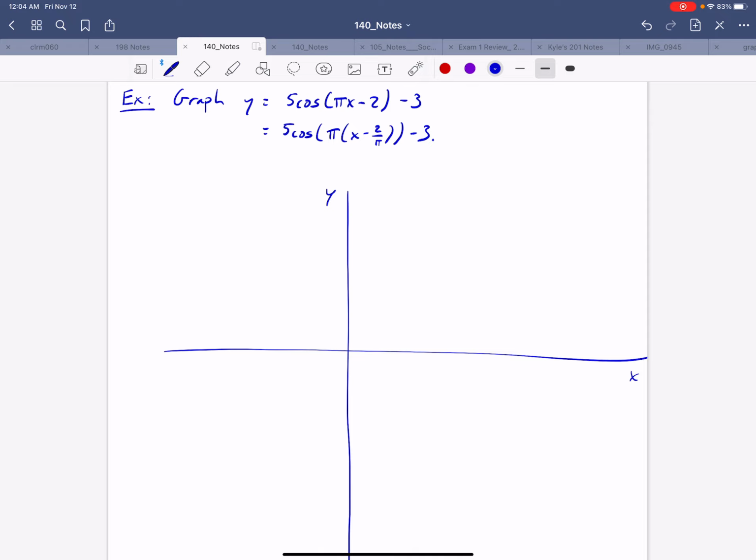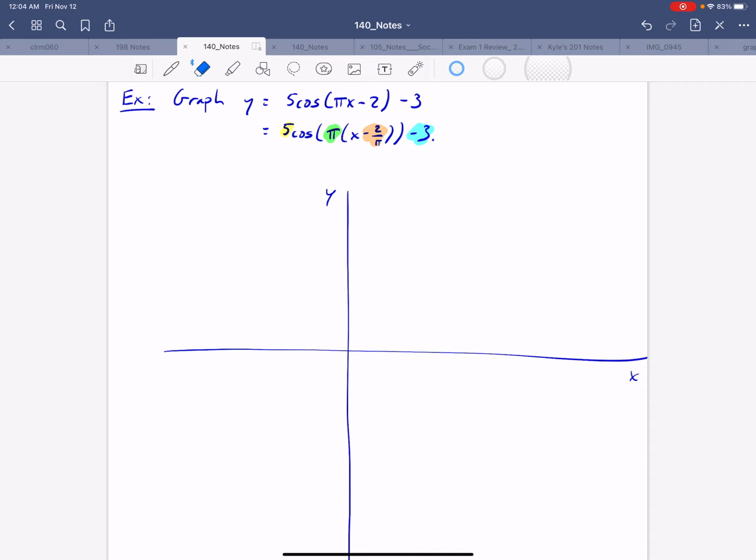So just a quick review. 5 is the amplitude. Pi relates to the period, even though it's not the actual period. Negative 2 over pi is the phase shift. And negative 3 is the upward shift. Okay?